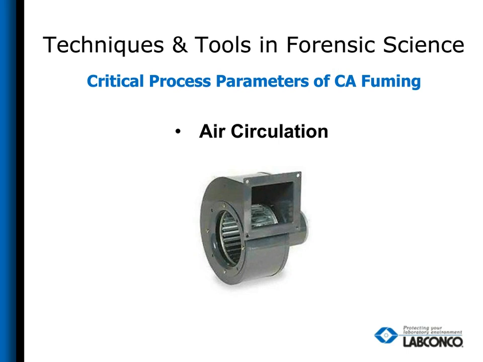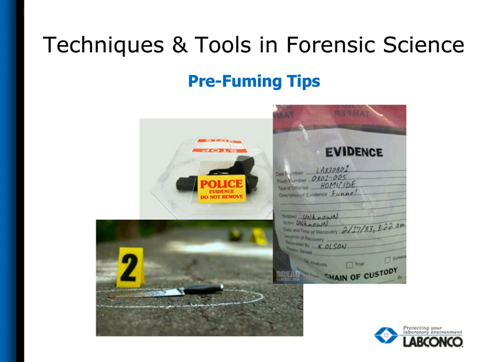Alrighty. So some of the things we need to keep in mind with CA processing are some of the pre-fuming tips, which involve the evidence handling. How do we handle the evidence? How do we package it? Steps taken before it enters the latent print processing system.